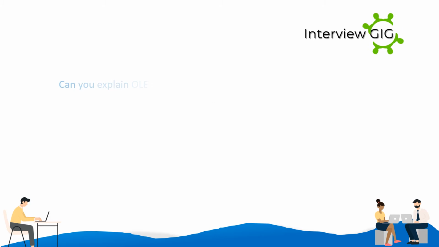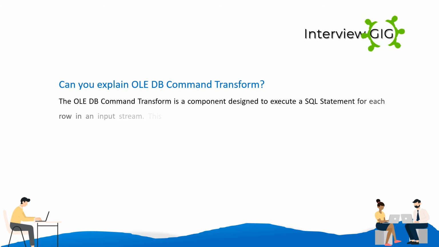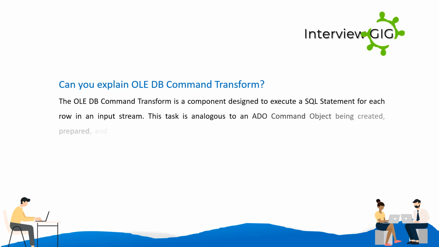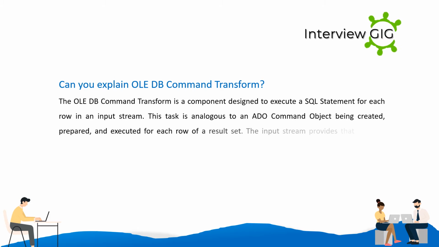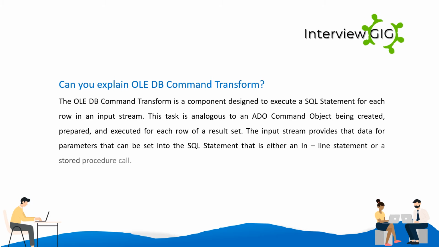Can you explain OLEDB command transform? The OLEDB command transform is a component designed to execute a SQL statement for each row in an input stream. This task is analogous to an ADO command object being created, prepared, and executed for each row of a result set. The input stream provides the data for parameters that can be set into the SQL statement, which is either an in-line statement or a stored procedure call.